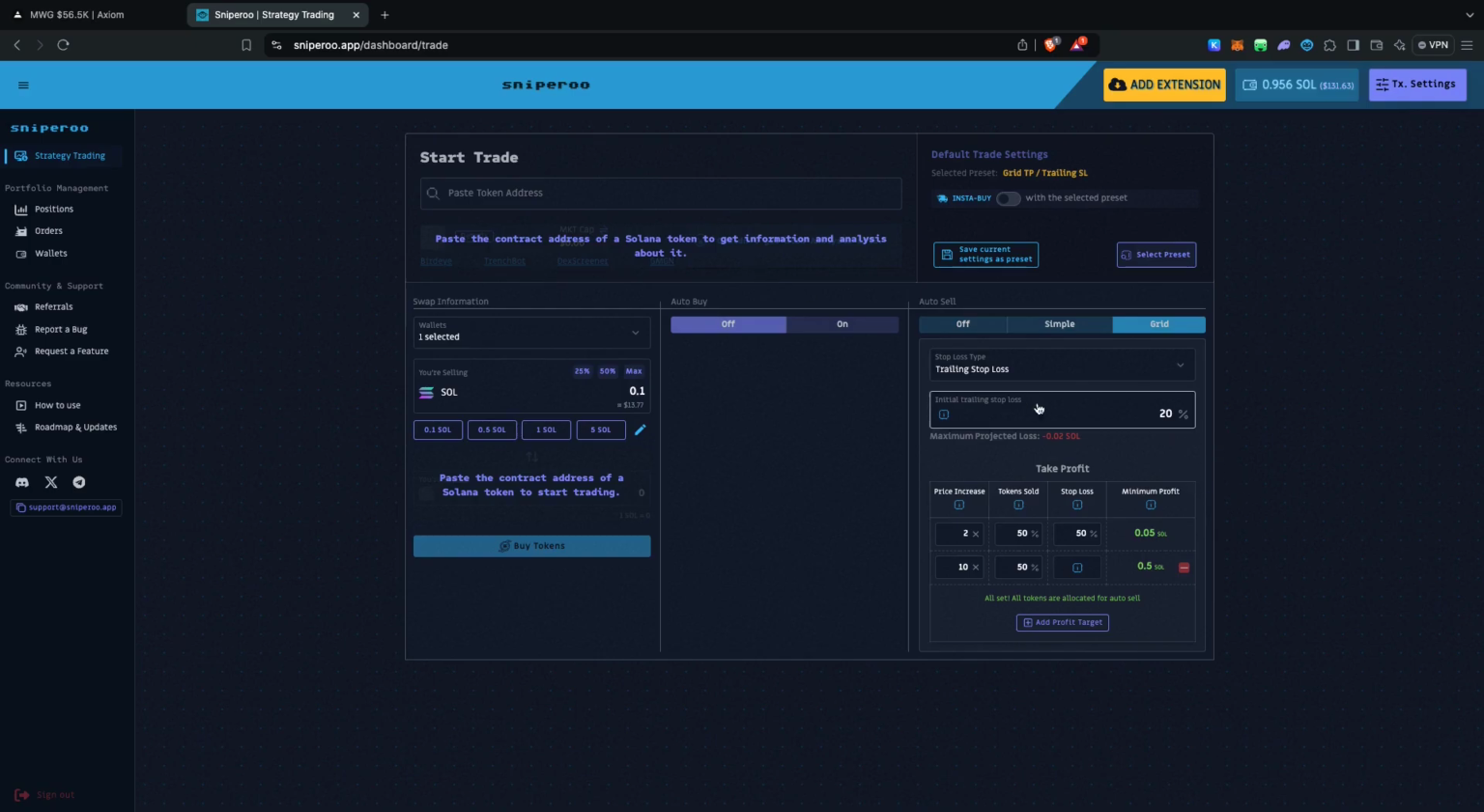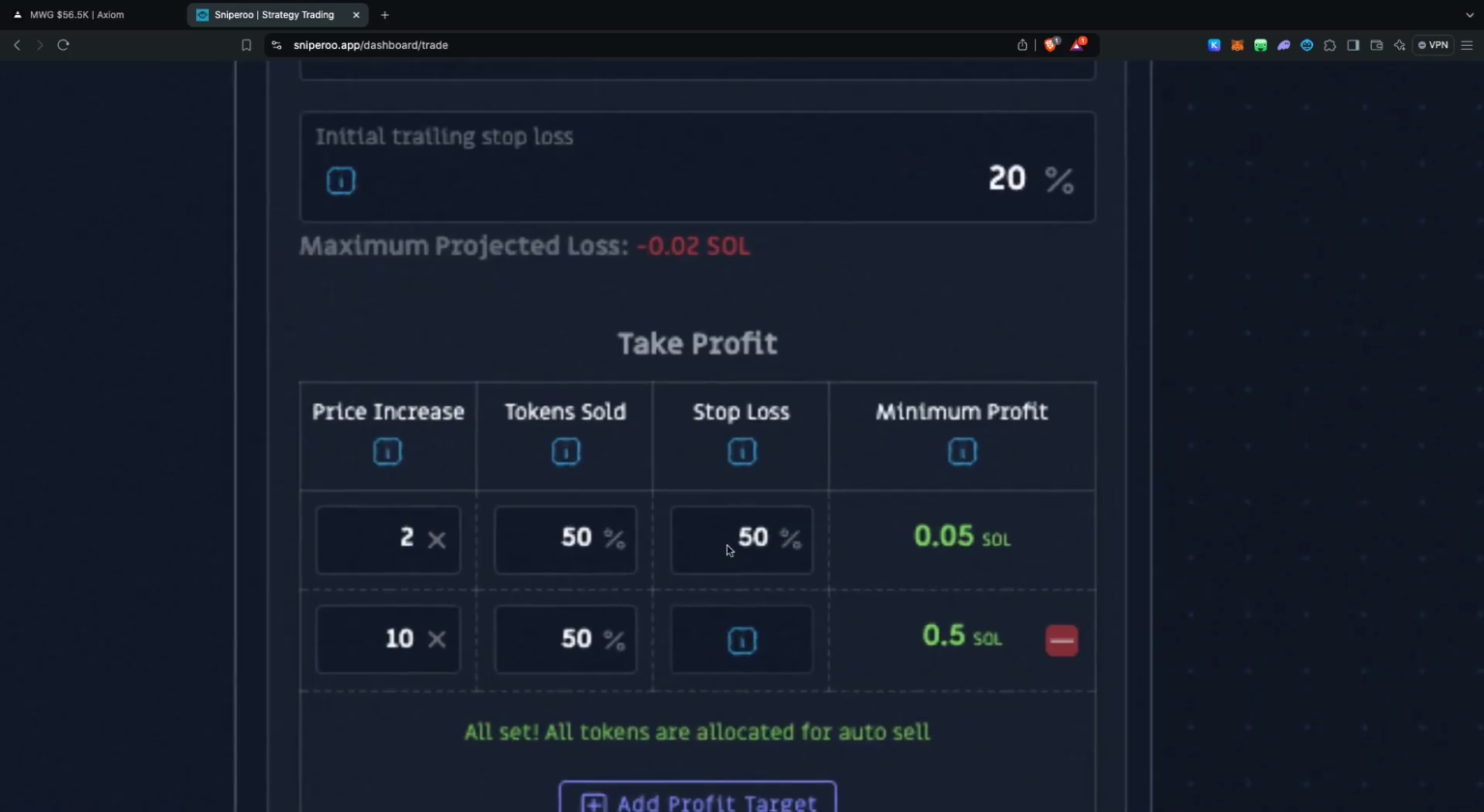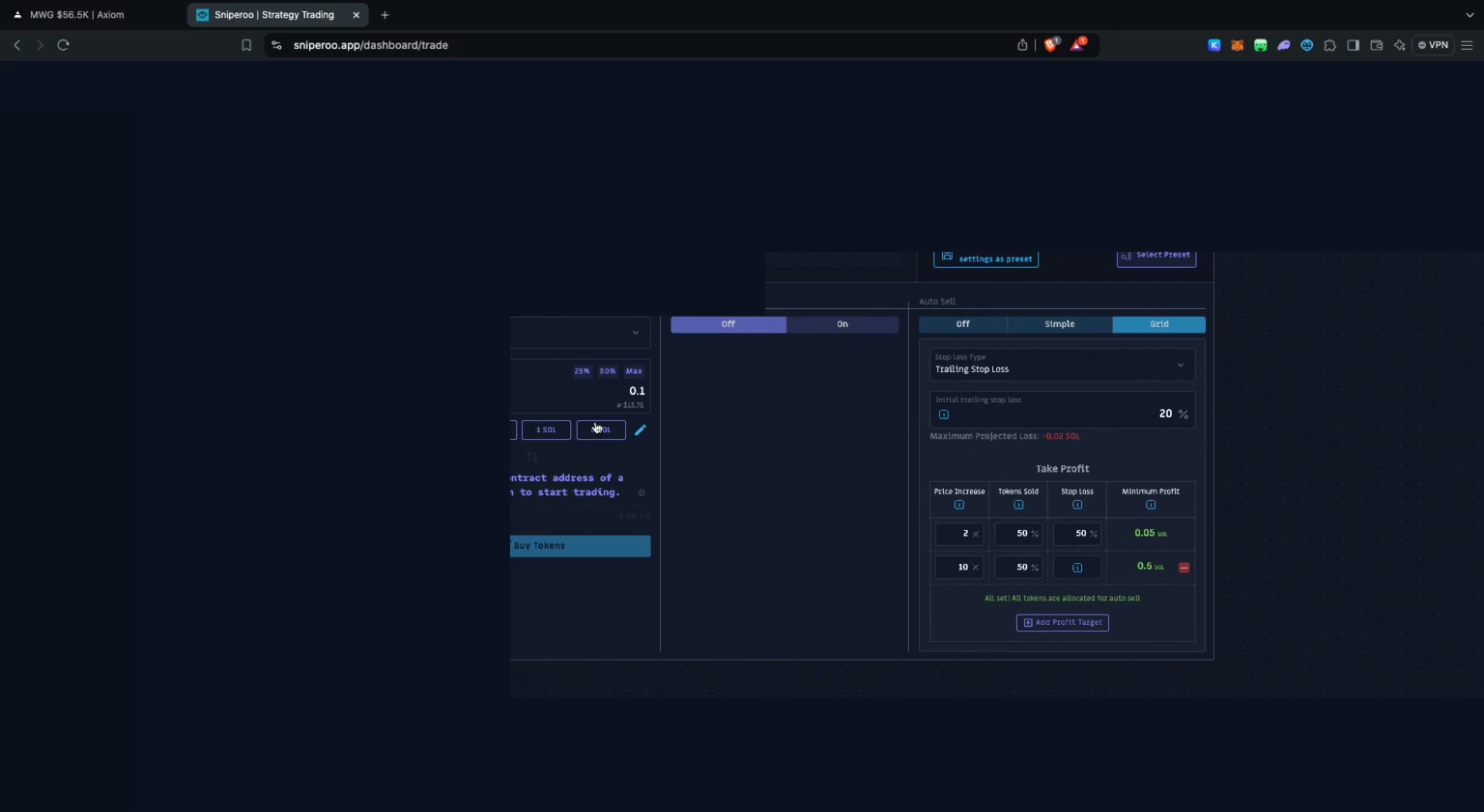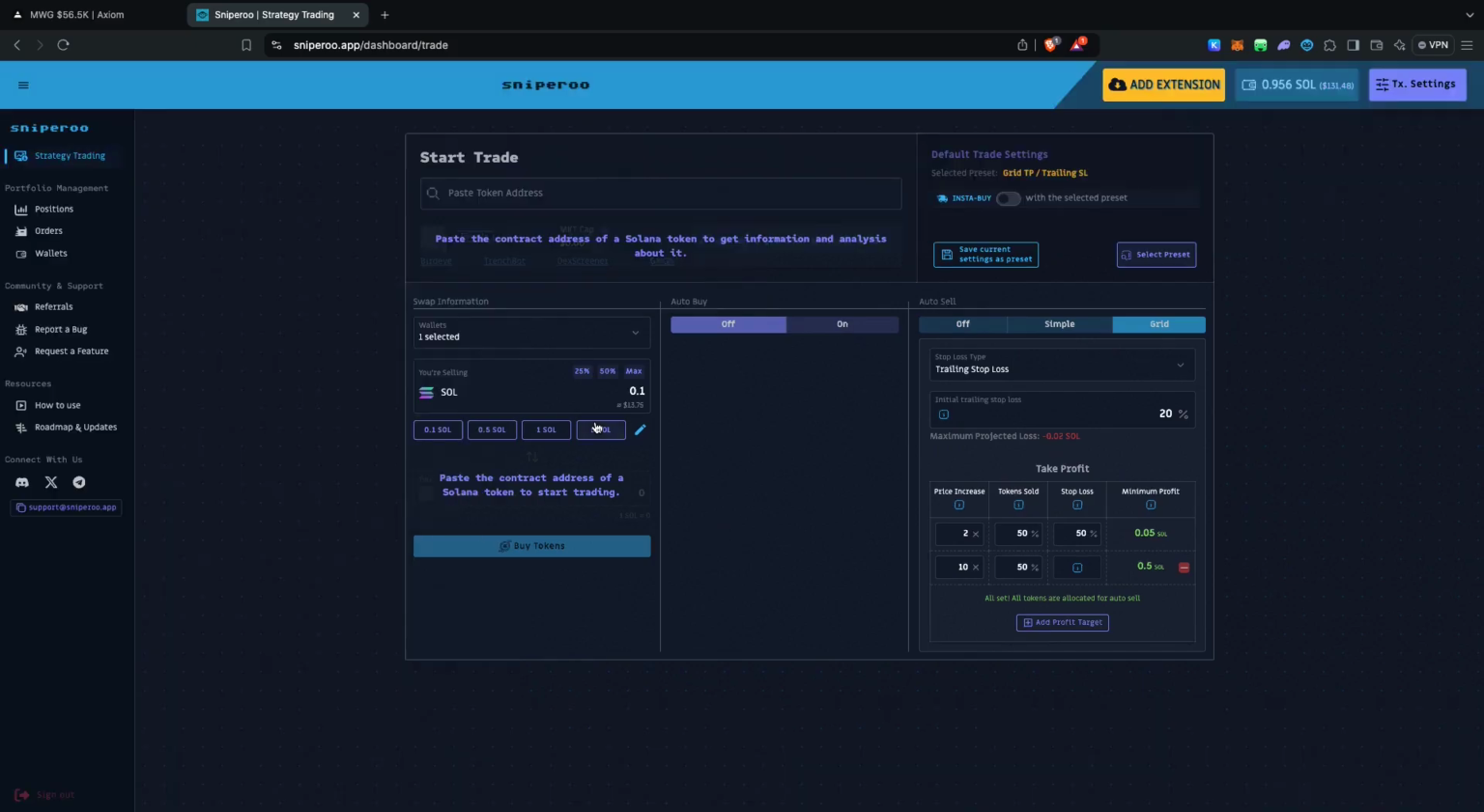So these things that I'm showing you right over here, the trailing stop loss and the stop loss, and also the profit target, these are the things that are going to set you apart. Okay, so in order for you to become a profitable meme coin trader, it's about understanding the game.